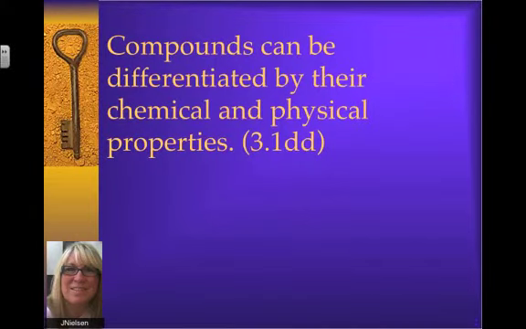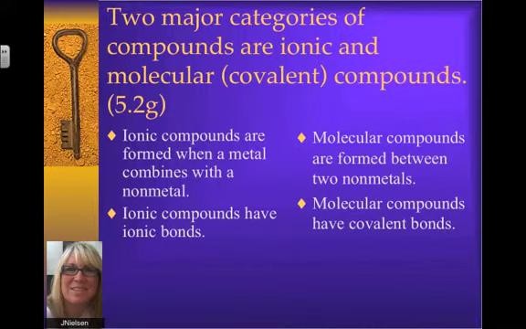Okay, so this is a review of chemical bonding. Compounds can be differentiated by their chemical and physical properties. Two major categories that we've talked about in the bonding unit are ionic and covalent compounds. Please remember that another word for covalent is molecular. They are synonymous. So a question might say which one of the following is molecular.